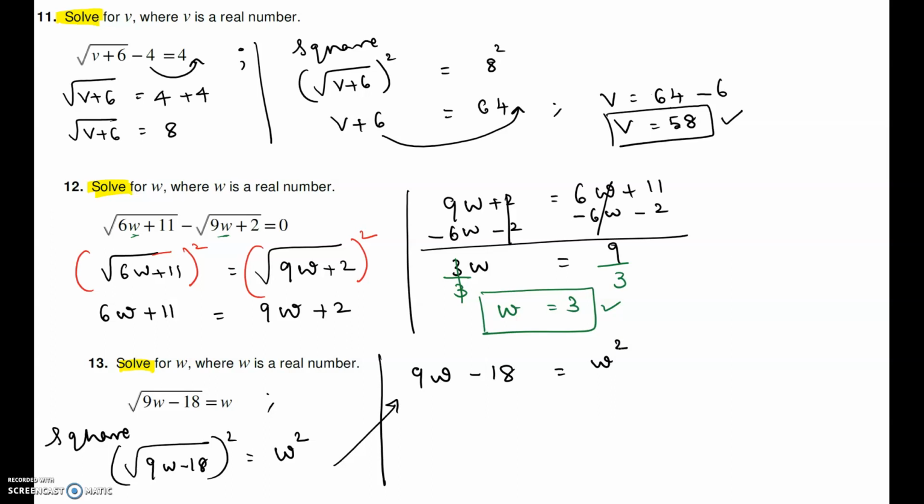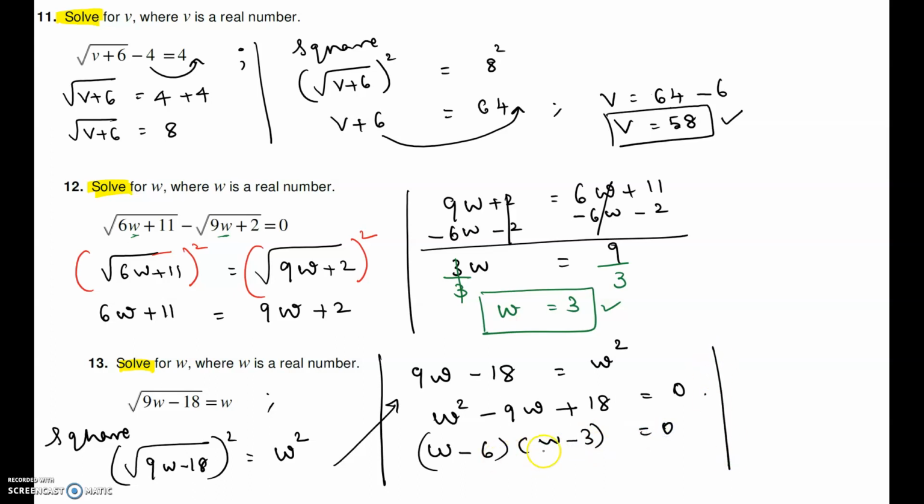Now you move all the values to one side, and then make one of the sides to 0. So if you move 9w and minus 18 to the other side, they will change the sign. So it is w square minus 9w plus 18 equal to 0. Now you want to factor this. w minus 6 times w minus 3 equal to 0. Because you have minus 6w minus 3w, that will be minus 9w. If you multiply negative 6 and negative 3, it gives 18.